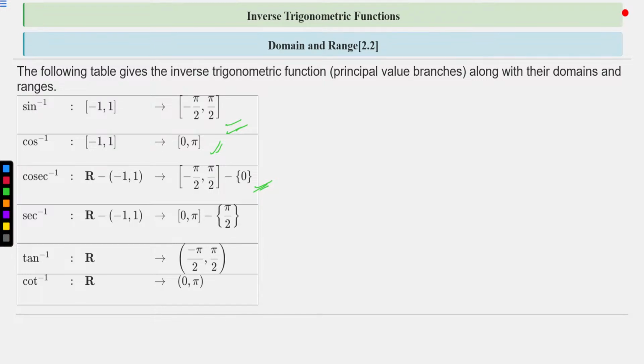Now for tan inverse, the domain is all real values and the range is from minus pi by 2 to pi by 2, right? Got it? For cot inverse, also the domain is all real values and the range is 0 to pi, right? Got it? Hope you understood. If you have any doubt, you can ask in the comment section.